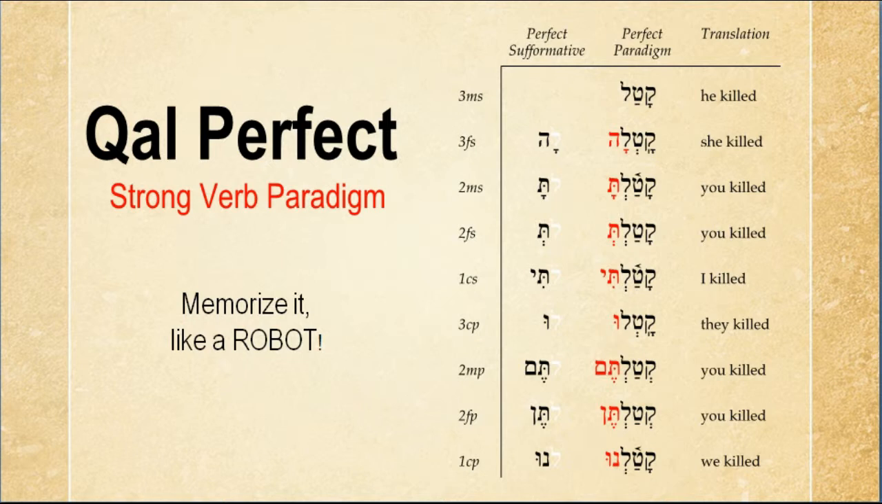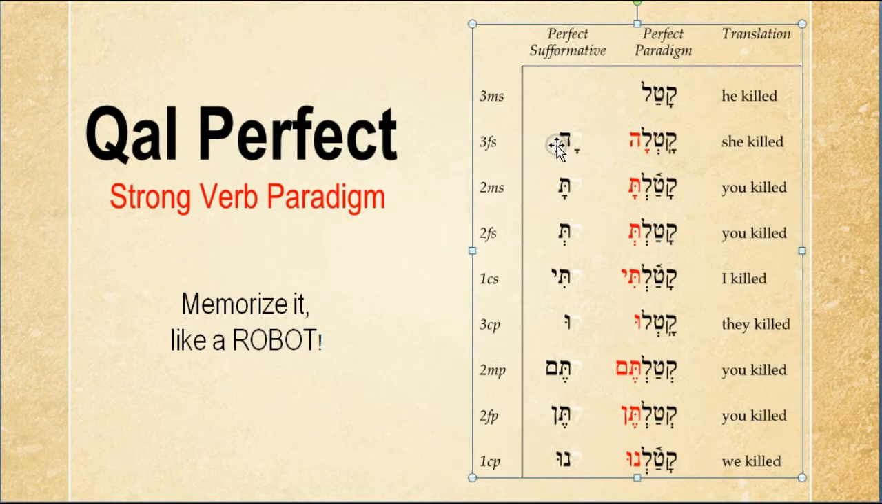Now you move to the next one, the third person feminine singular. The inflection changes, and it says qatla. Qatla, she killed. So qatal, he killed. Qatla, she killed. What just happened? You have the qamets ending that is added on. You can see it marked in red right here, and that's the ending that is being pointed out for you.